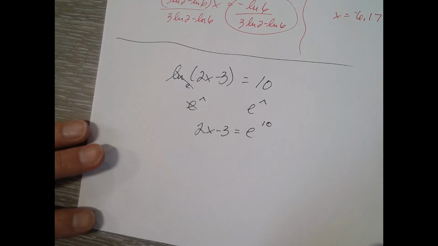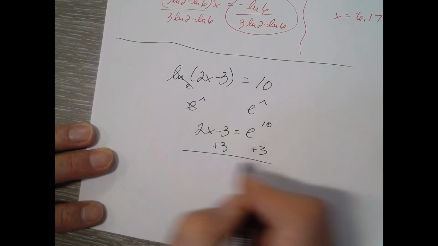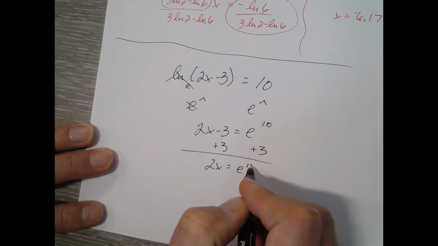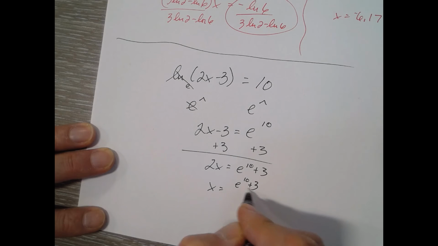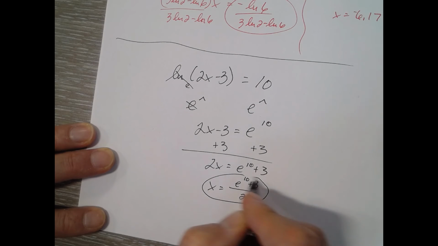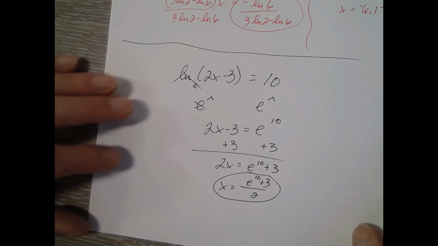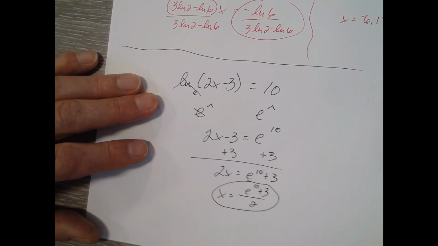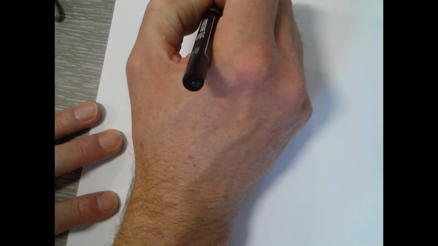I'm just going to leave it in terms of e, and I can just add 3 and divide by 2. So that's one where I probably would just leave it in exact form. It's not as messy as the other type. All right. Let's say I have, I'm going to use the same one as the notes.